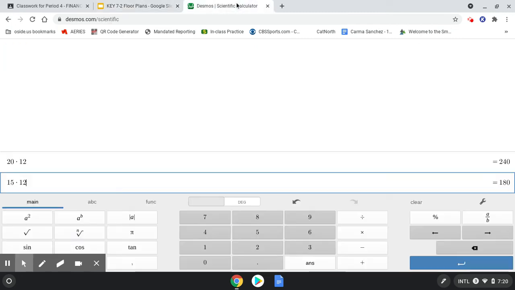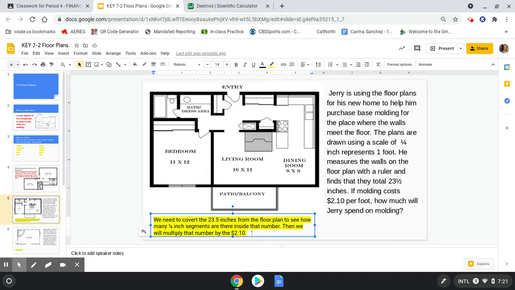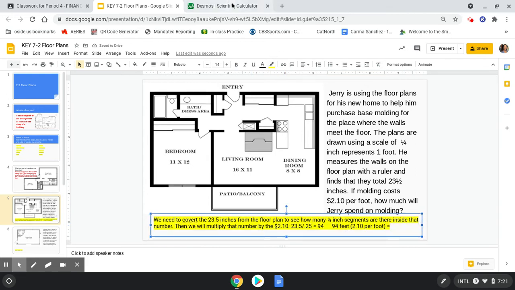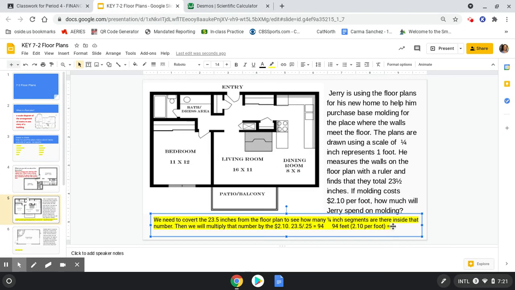Okay, so 23.5 divided by 1/4, which is 0.25. So that gives me 94 inches. So 23.5 divided by 0.25 is 94. And so that 94 feet times 210 per foot is going to equal, so 94 feet times 210 per foot. Gives me $197.40. Let me just check that number, $197.40.